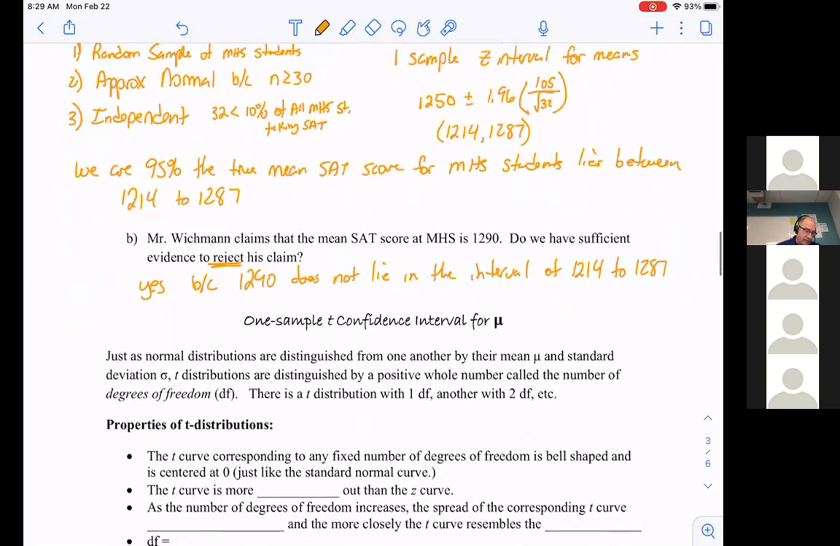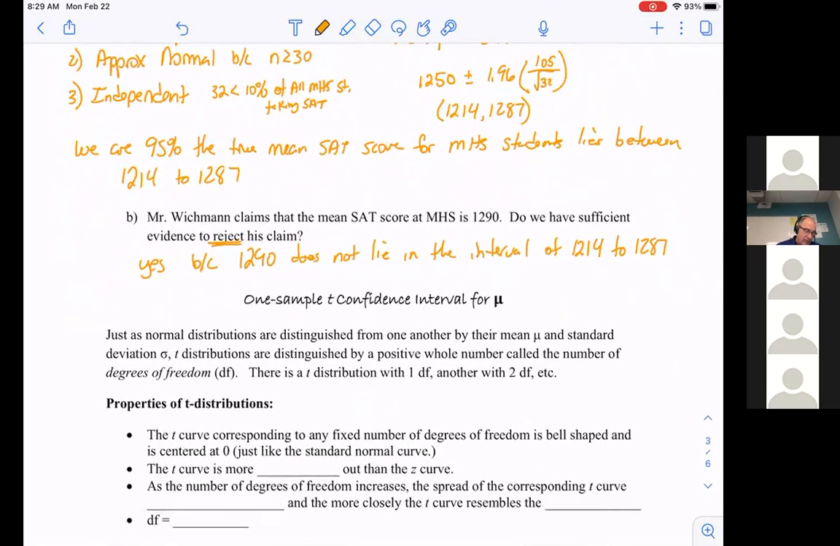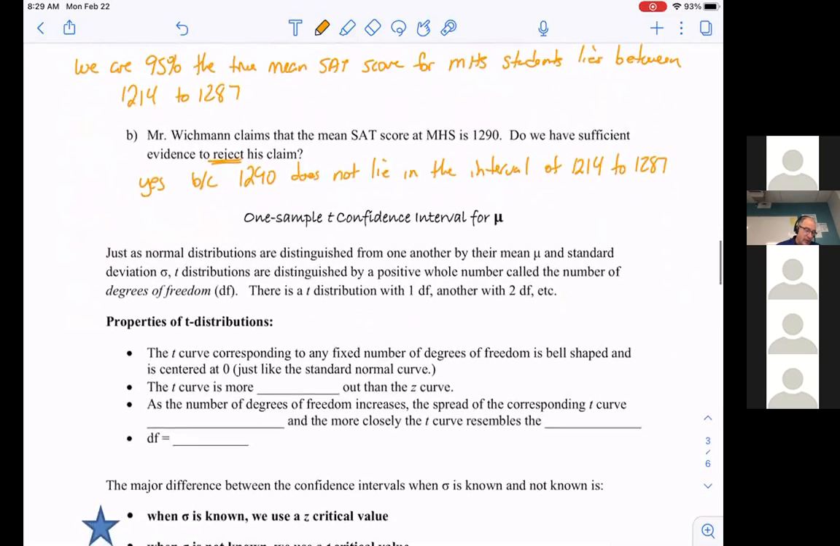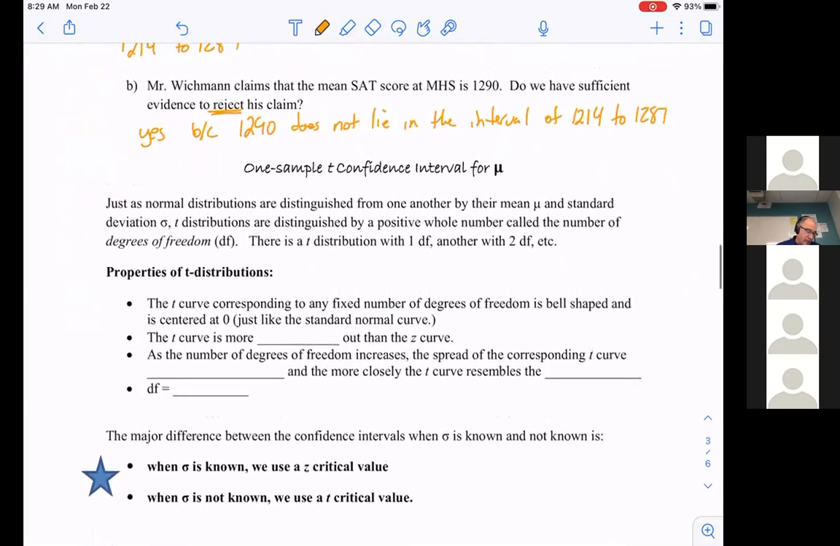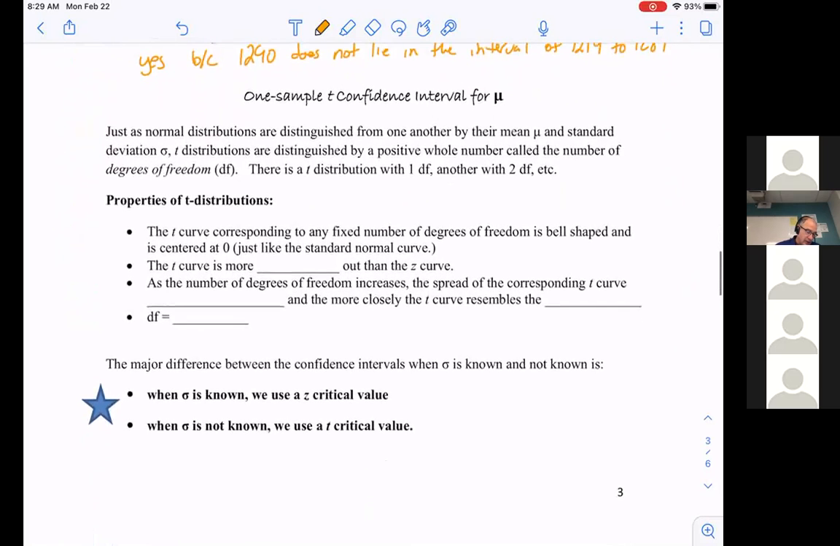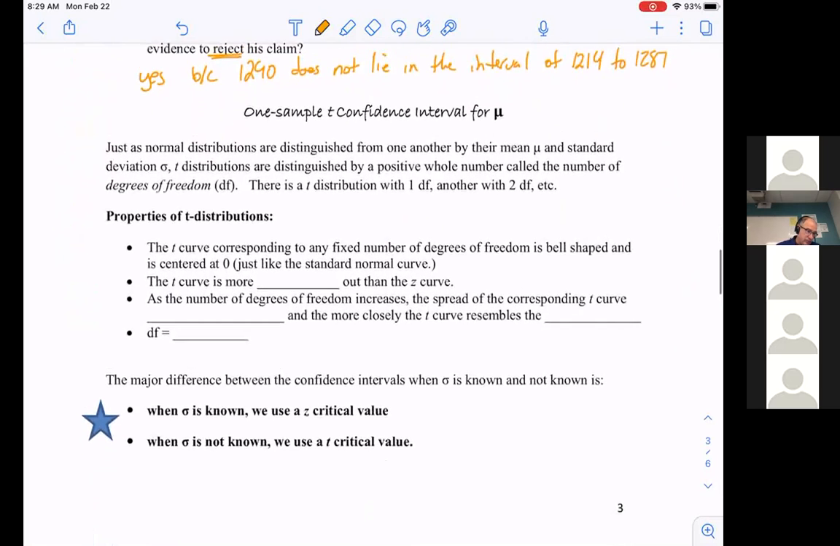Okay. I forgot to load this, didn't I? Okay, so before we do the one sample t confidence interval for mean mu, we are going to talk about... I can't decide when to do this.